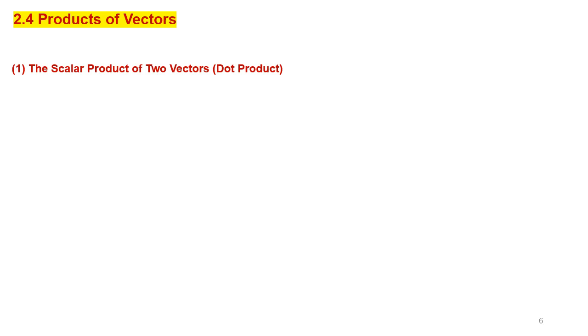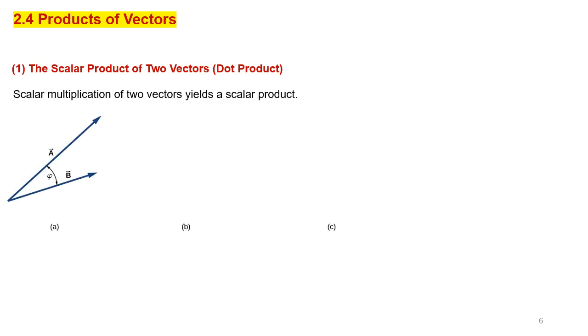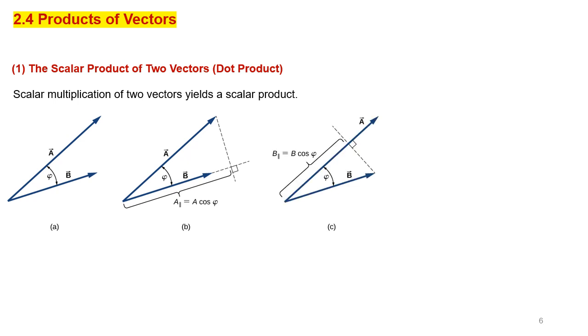Now the scalar product of two vectors, or dot product, you can consider it in a different way. For example, A and B are two vectors. The angle between them is phi. So if you look here, what does A cos phi mean? A cos phi is the component of vector A in the direction of B. Similarly, B cos phi is the component of B in the direction of A.